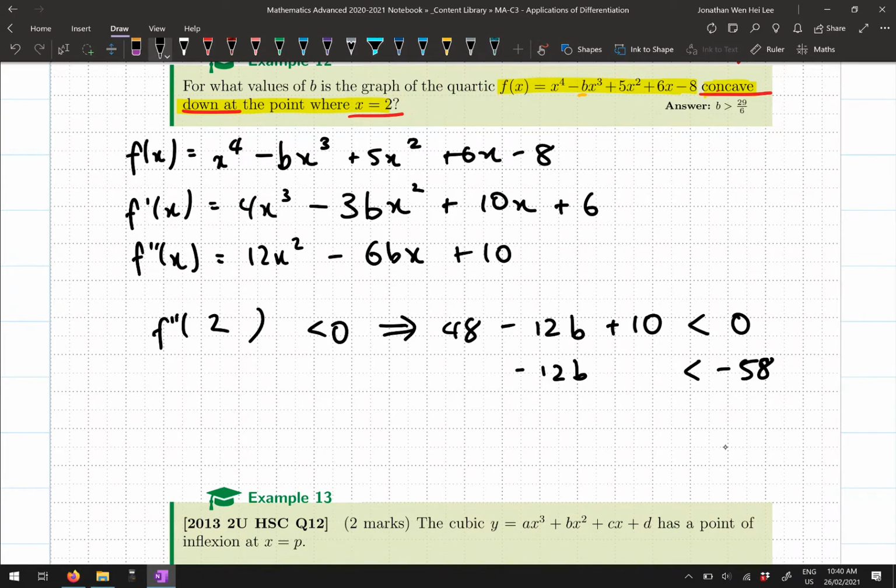Now, if you remember, when we talked about inequalities, what would be the next step if we were solving this inequality? We need to divide by minus 12, right? But if you divide by a negative number in an inequality, what happens? It flips the other way. So here, b is greater than negative 58 over negative 12, which gives us 29 over 6, once you simplify it.